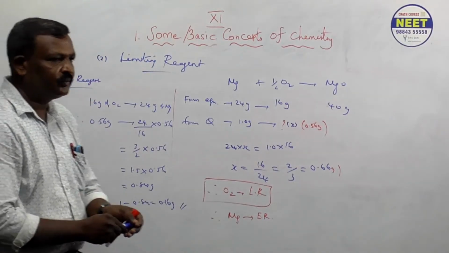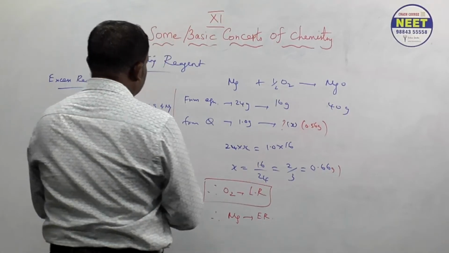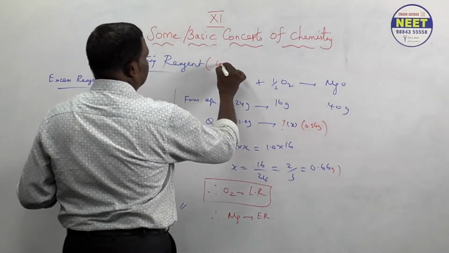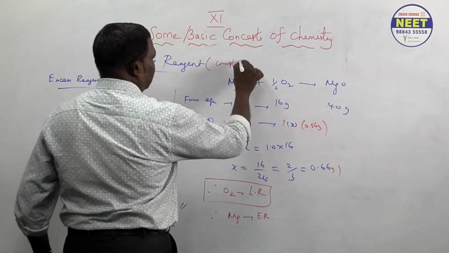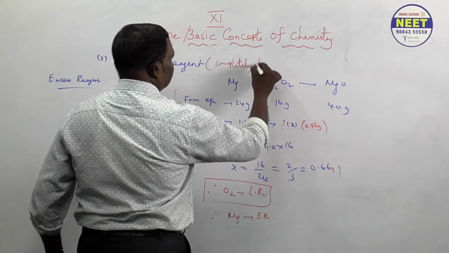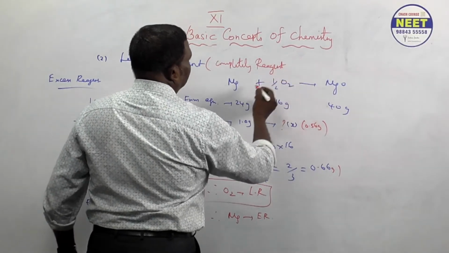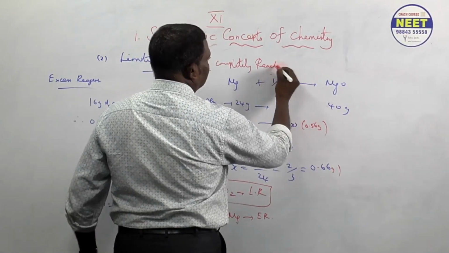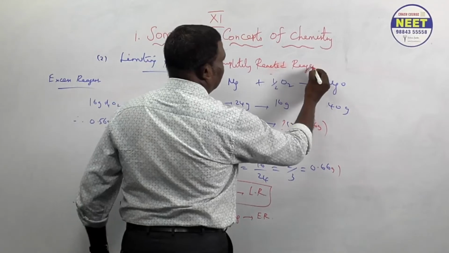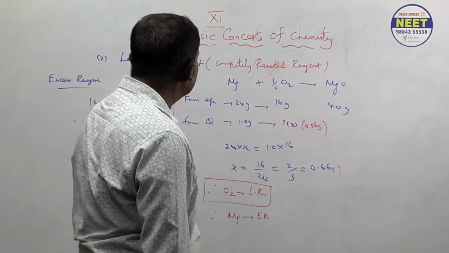Just write: limiting reagents are completely reacted. Simply you can note it down. Completely reacted. The reactant which is completely reacted in the reaction is called the limiting reagent. Understood?